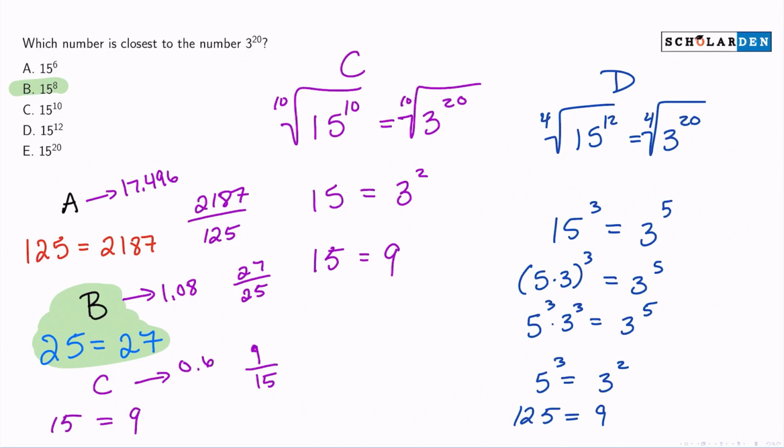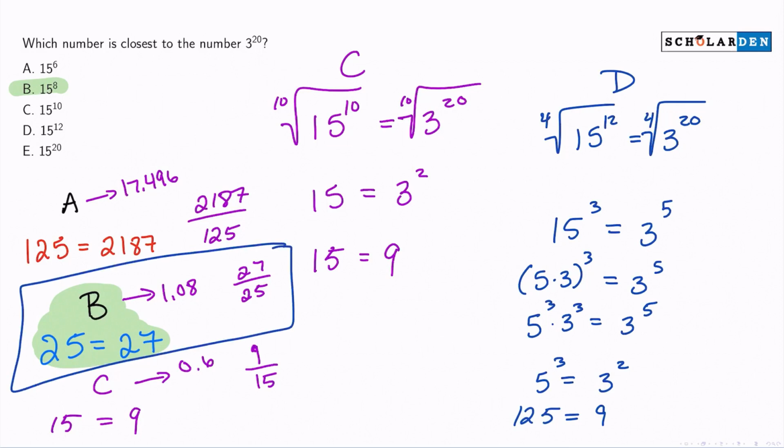So I'm hoping that we see a little more clearly how a problem like this might work. Notice how it says which number is closest to this number. So you won't be able to give an exact answer, but you can use your answer choices to your greatest advantage. B is clearly the closest that we see here. We're all good. That's one solid way to do it.